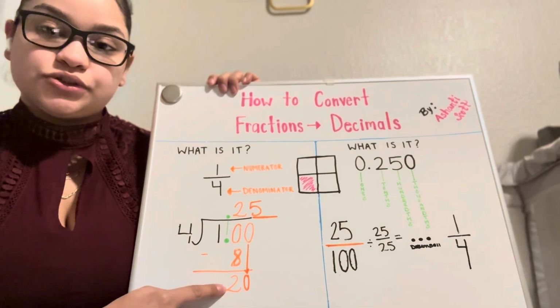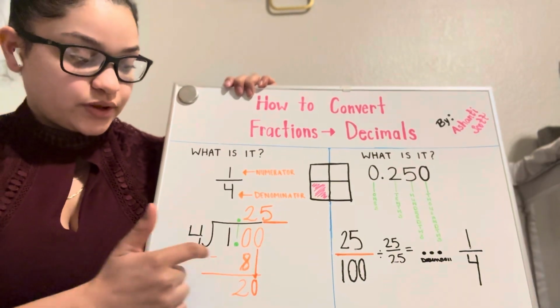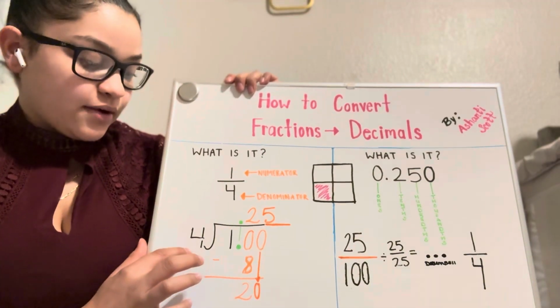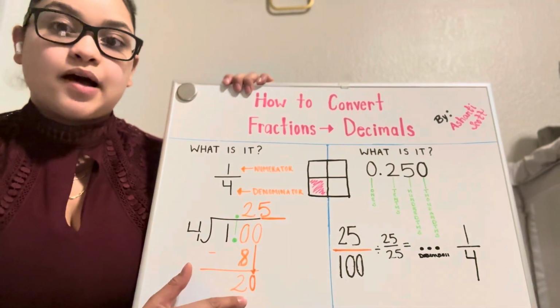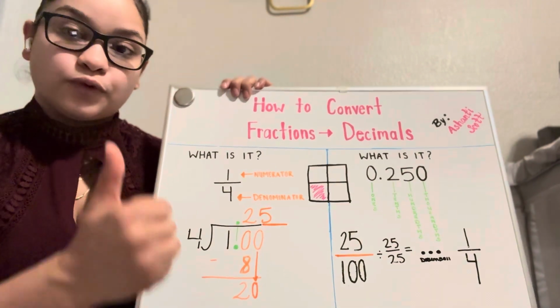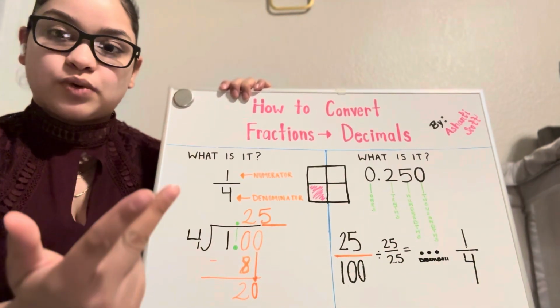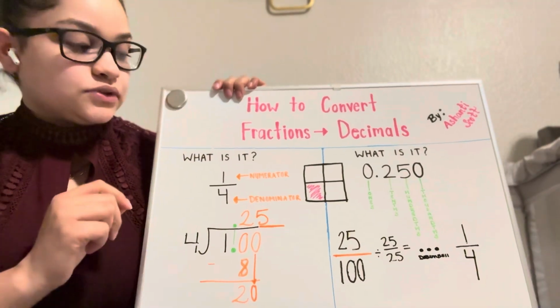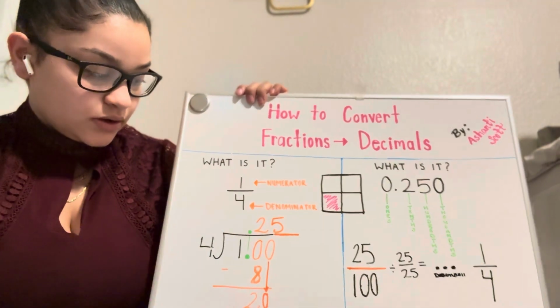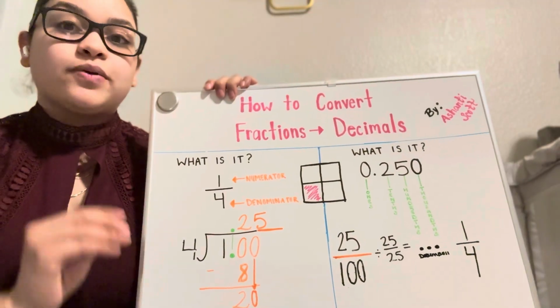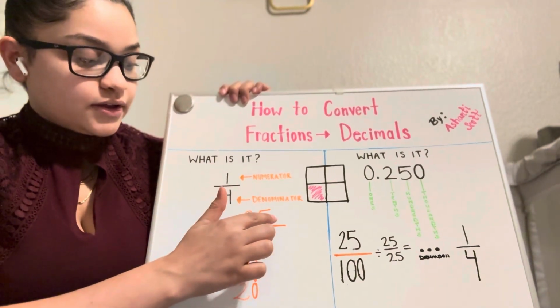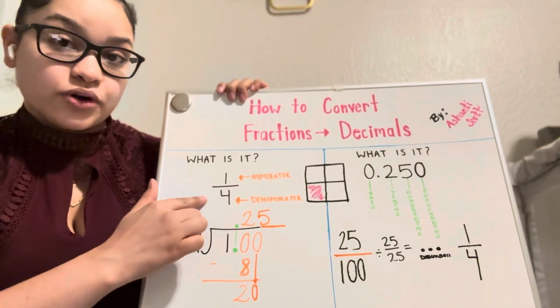Does 4 go into 2? No. So what are we going to do? Bring our invisible 0 down. Now we have 4 going into 20. Now, how many times does 4 go into 20? 4, 8, 12, 16, 20. 5 times. So we're going to put our 5 up here. So if you notice, we already discovered our decimal. 0.25 is the decimal for 1/4.